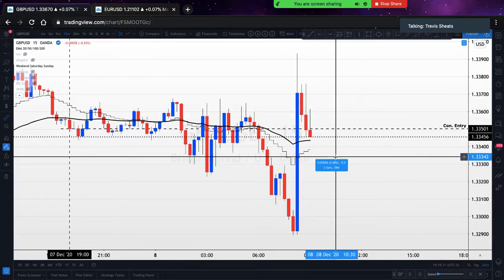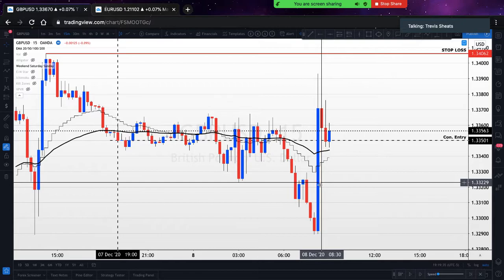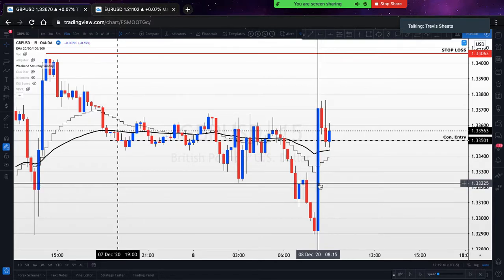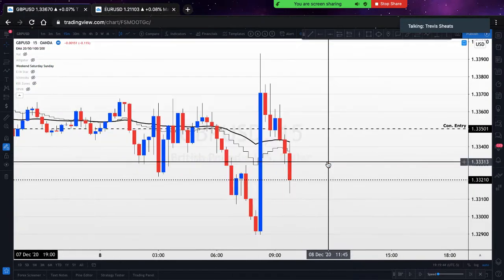Now, pay attention to what happens after New York session opens. This candle literally happened like 15 minutes before New York opened, right? And we're back above, and then price comes back and closes again.